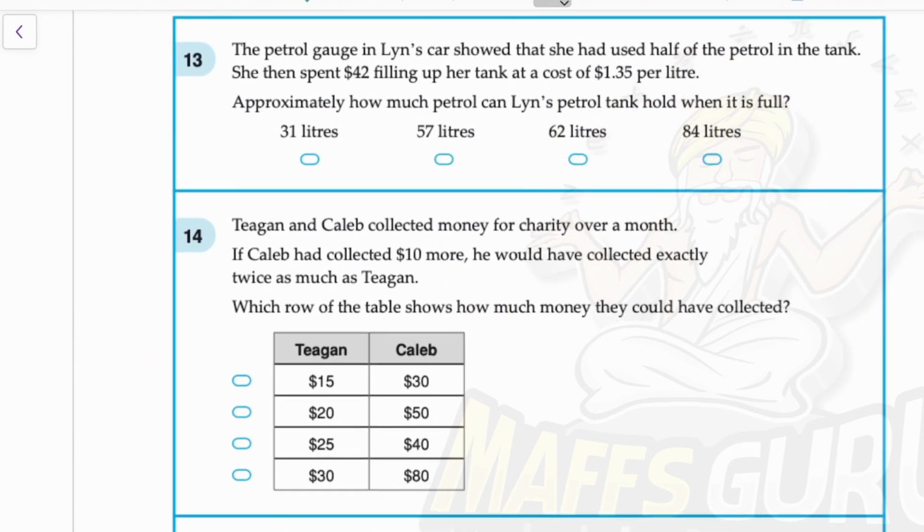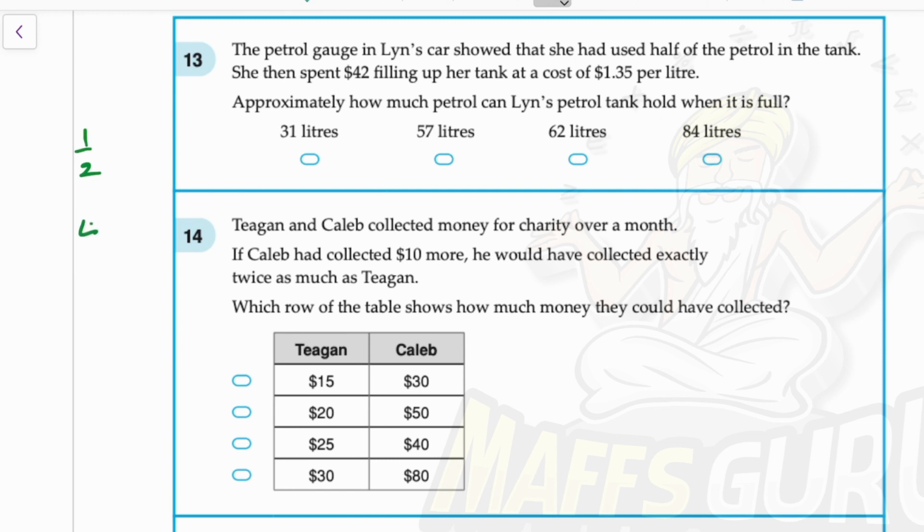The petrol gauge in Lynn's car showed that she had used half of the petrol in the tank. All right, so she'd used half the petrol. She then spent $42 filling up her tank at a cost of $1.35 per litre. Approximately how much petrol can Lynn's petrol tank hold when it is full?